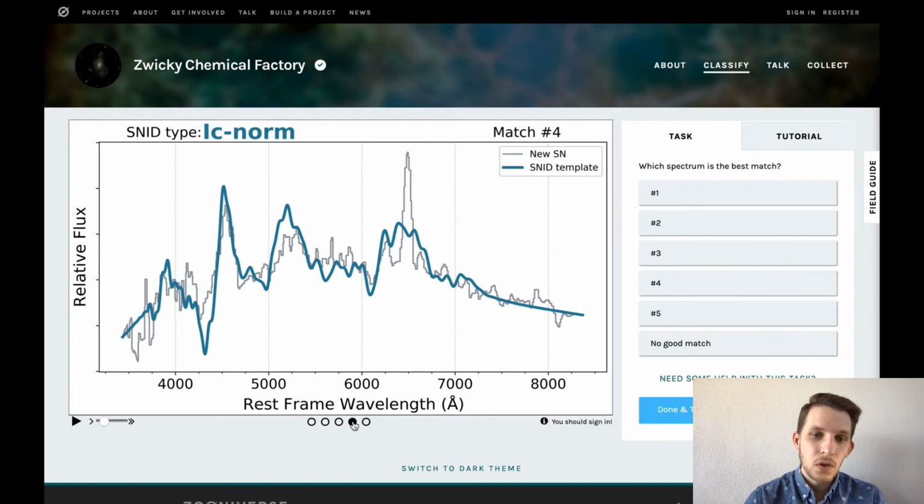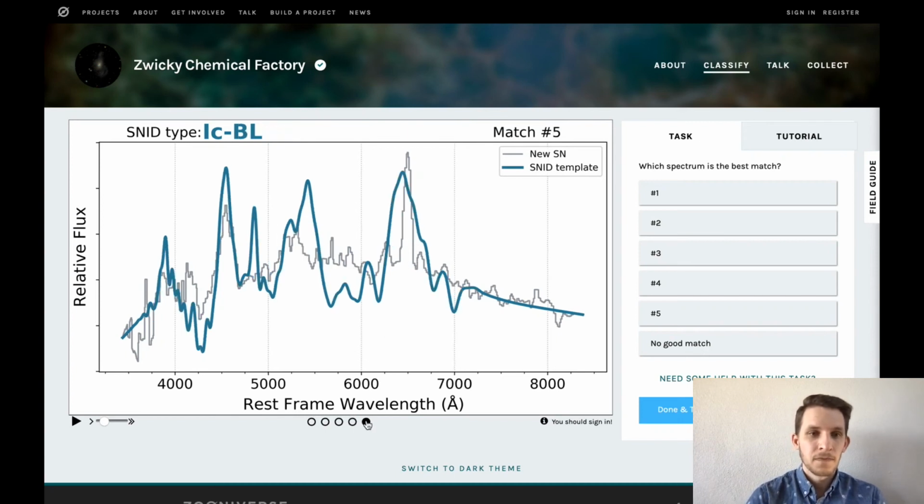That actually doesn't look too terrible, although this complex, whatever this emission complex is in the 1c, does not match what we're actually observing here. And I think that's because this emission is due to hydrogen, probably or possibly from the host galaxy of this supernova. And then here's a 1cBl.